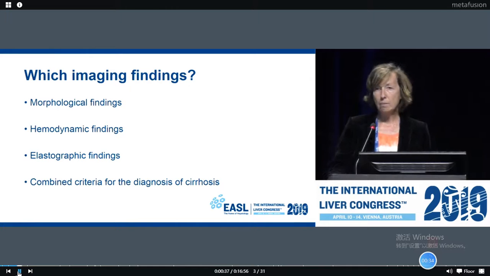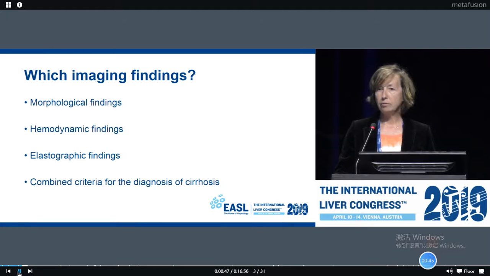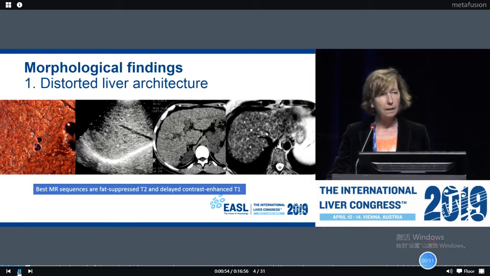With imaging, we may have different approaches, starting from the morphological findings, then going to the hemodynamic findings, completed by the elastographic findings, and indeed we will see the role of the combination of the different imaging criteria. So let's start with the very classical finding, the morphological one.